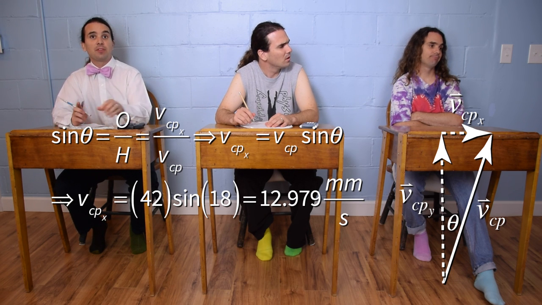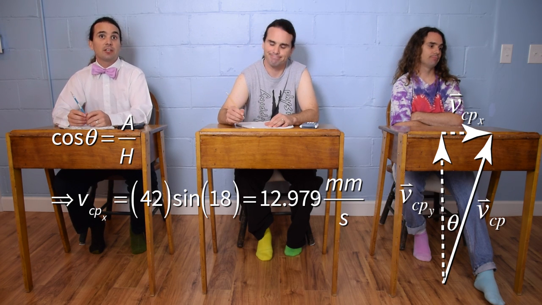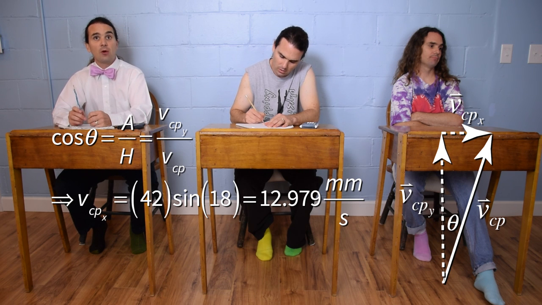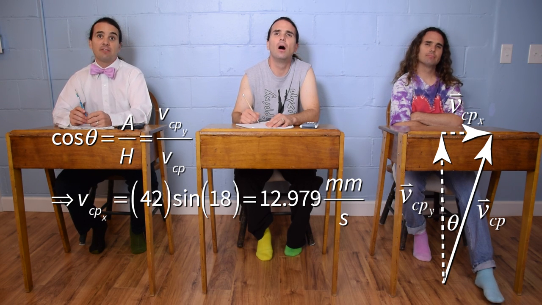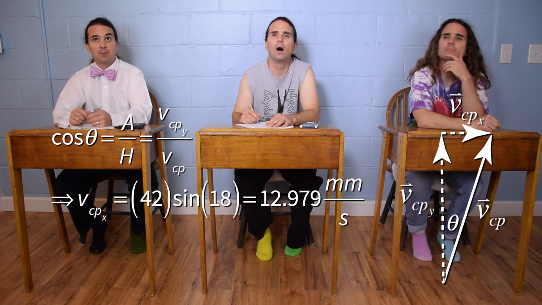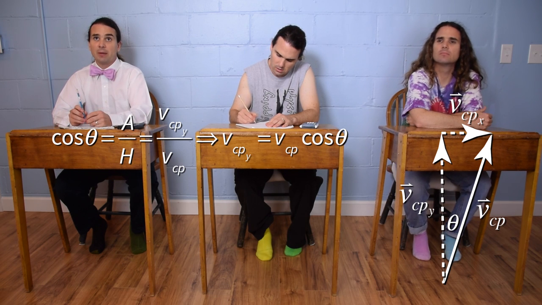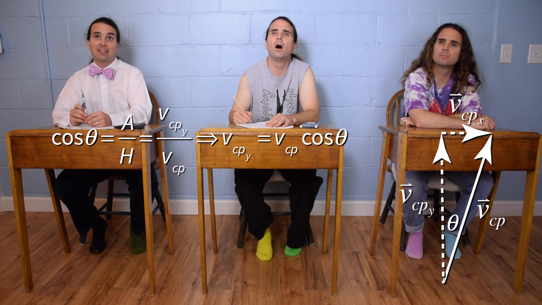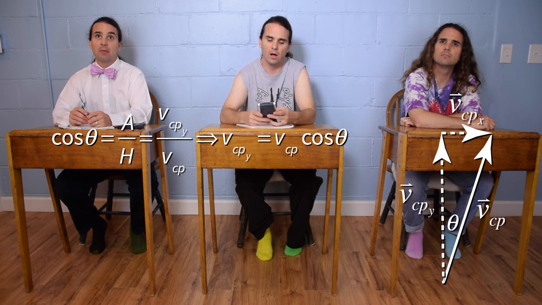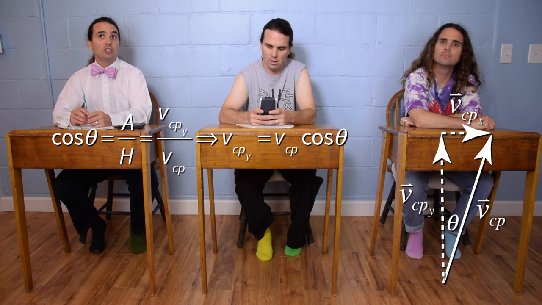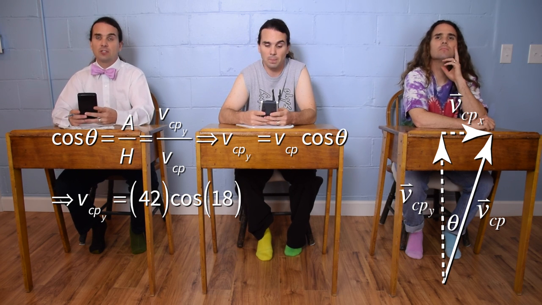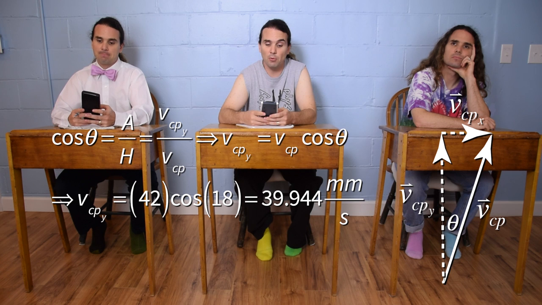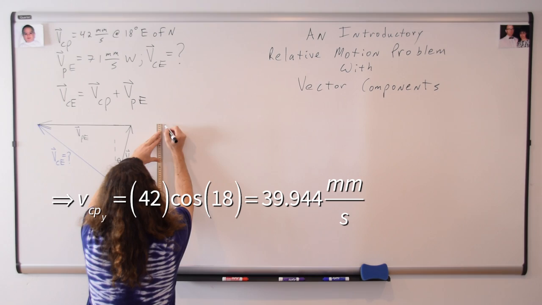And we can do the same thing with the cosine of theta, which equals adjacent over hypotenuse, or the velocity of the car with respect to the paper in the y direction, divided by the velocity of the car with respect to the paper. Multiply by the velocity of the car with respect to the paper to get that the velocity in the y direction equals the velocity of the car with respect to the paper times the cosine of theta, which equals 42 times the cosine of 18, or 39.944 millimeters per second. Yep.